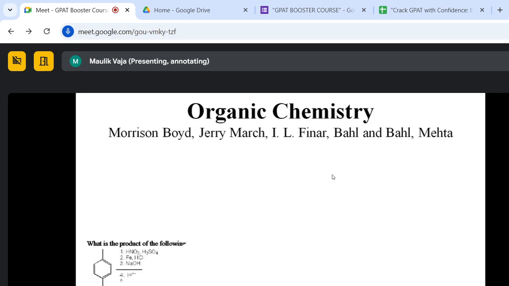Next question. What is the product of the following synthesis? Now, tell me. You might have 5 minutes for this. Is it visible to you? Or you can zoom in on your screen. Think, you have 5 minutes. Come up with the correct answer.